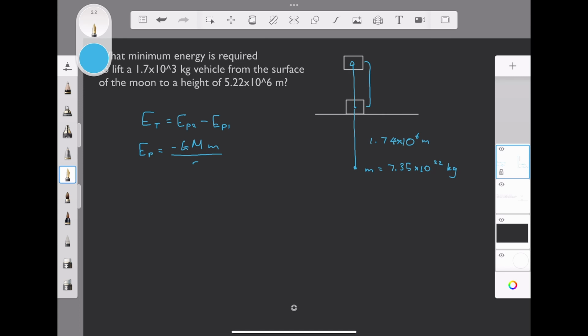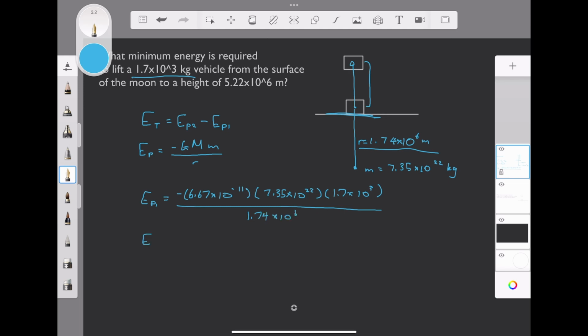I'm going to solve for EP1 first because that's easier. EP1 is of course the potential energy at the bottom, which is the surface of the moon. So EP1 equals negative G, and G, you should know, is the gravitational constant, which is 6.67 times 10 to the power of negative 11, multiplied by the mass of the moon, multiplied by the mass of the object, which you can see here is 1.7 times 10 to the power of 3 kg. Then divide all of that by the radius, which in this case is only the radius of the moon. It does not include this radius yet. So divide by 1.74 times 10 to the power of 6.